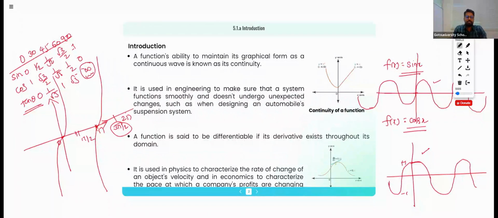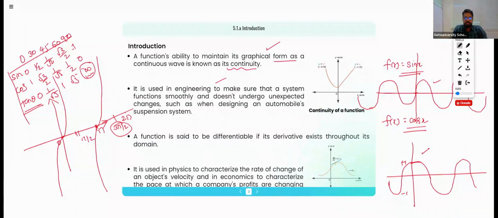So there are many such functions in our day-to-day life, or even in our syllabus, which are actually discontinuous at many places, and there are many other functions, the rest of the functions, which are continuous throughout the range. That is what we are going to discuss in this chapter. So let's see. Introduction: a function's ability to maintain its graphical form as a continuous wave is known as continuity.